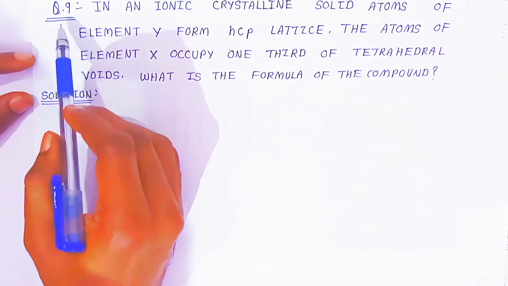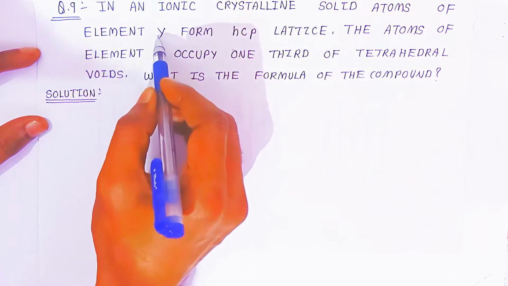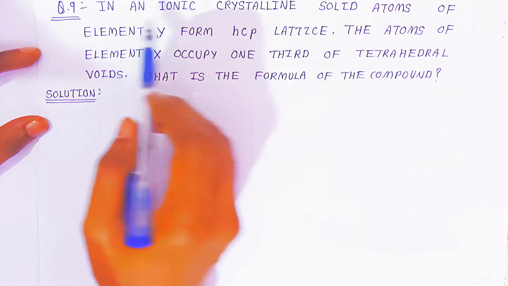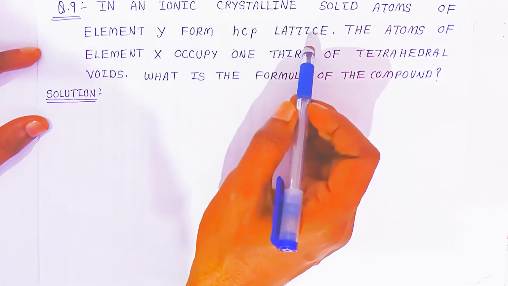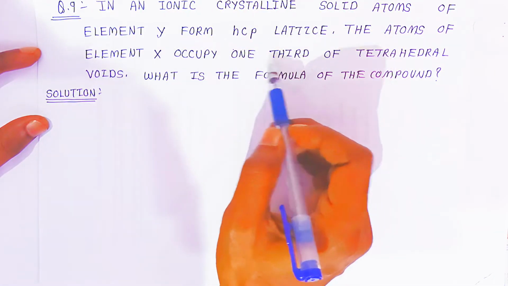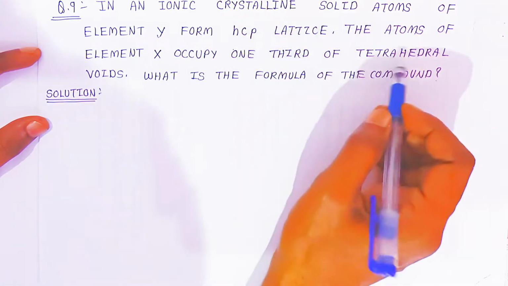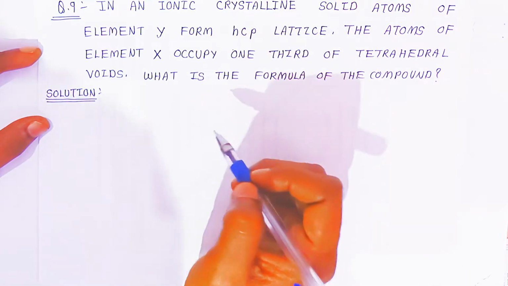Now we are going to see question number 9. In an ionic crystalline solid, atoms of element Y form HCP, that is hexagonal close packed lattices. Y is forming HCP lattices. The atoms of element X occupy one-third of the tetrahedral voids. So Y is present in HCP and X element is present at the voids. What would be the possible formula of the compound, students?